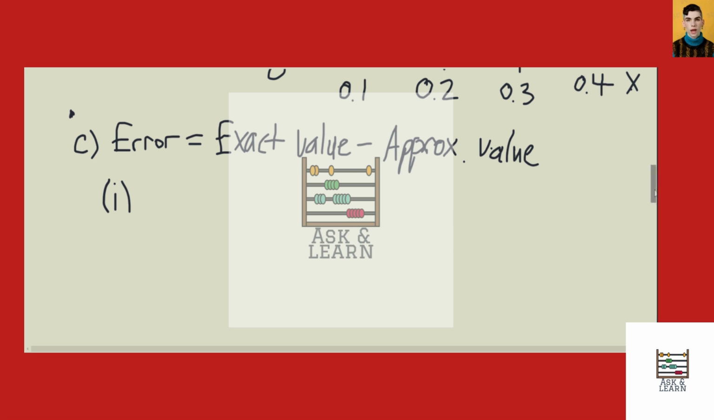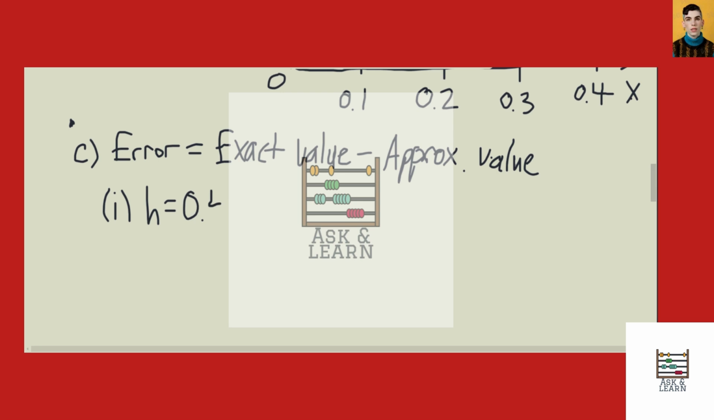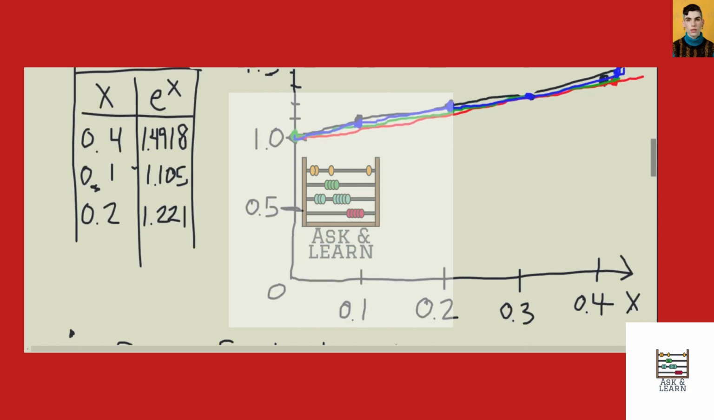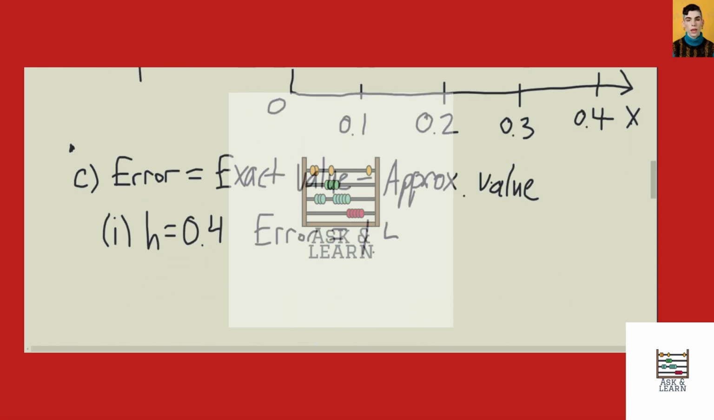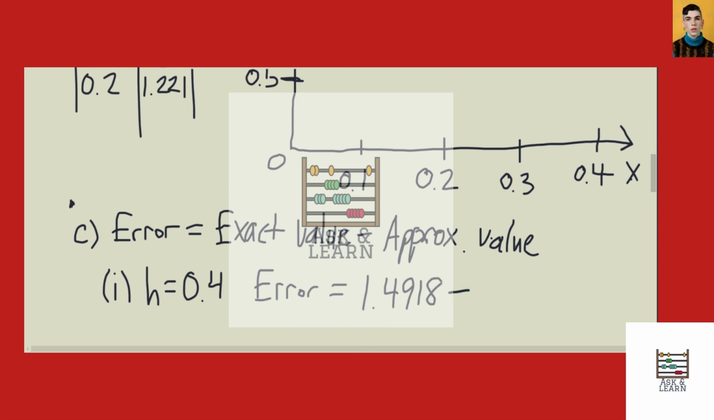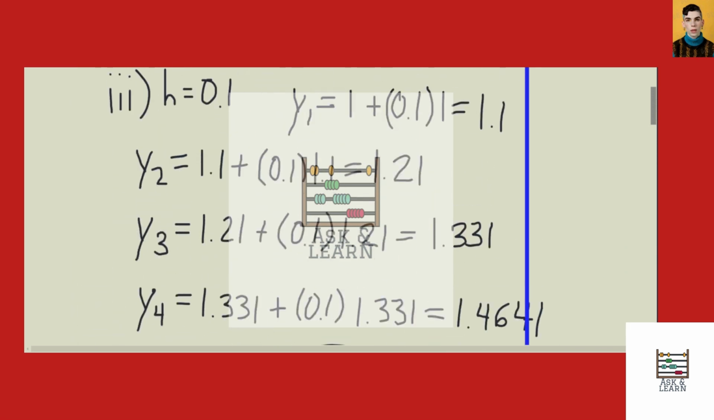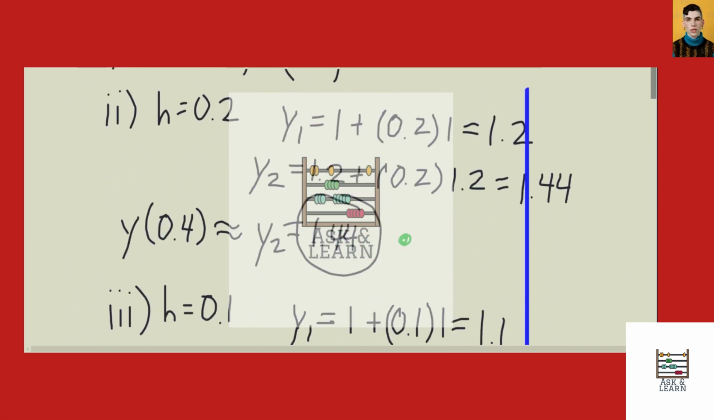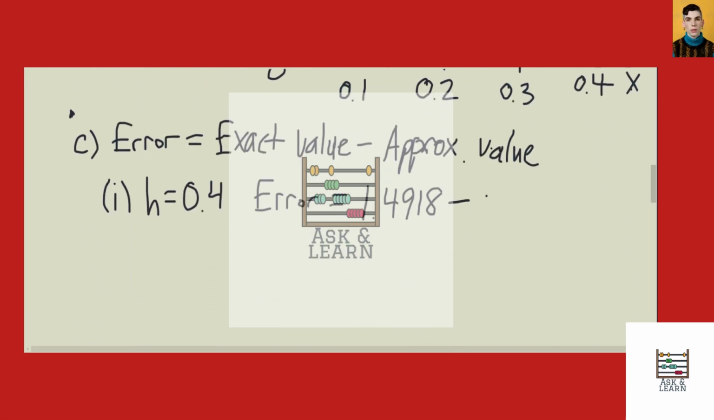And you see that in part 1, where we said the step size h was 0.4, the error is, I'm going to approximate e to the 0.4, 1.4918 minus our approximate value for y of 0.4, which was 1.4. This is equal to about 0.0918.